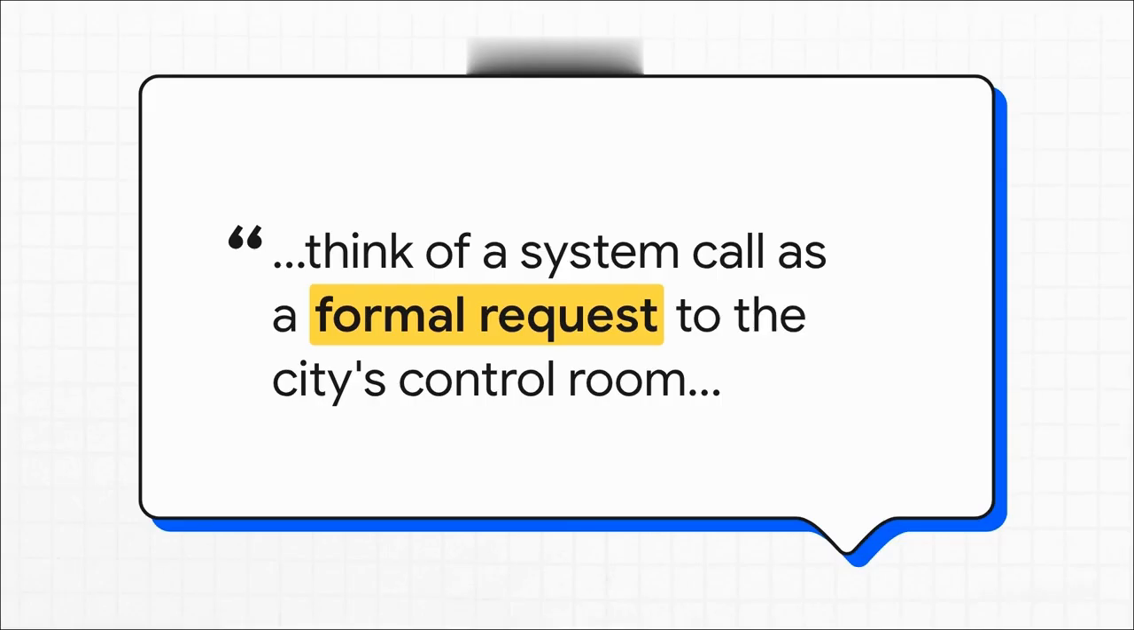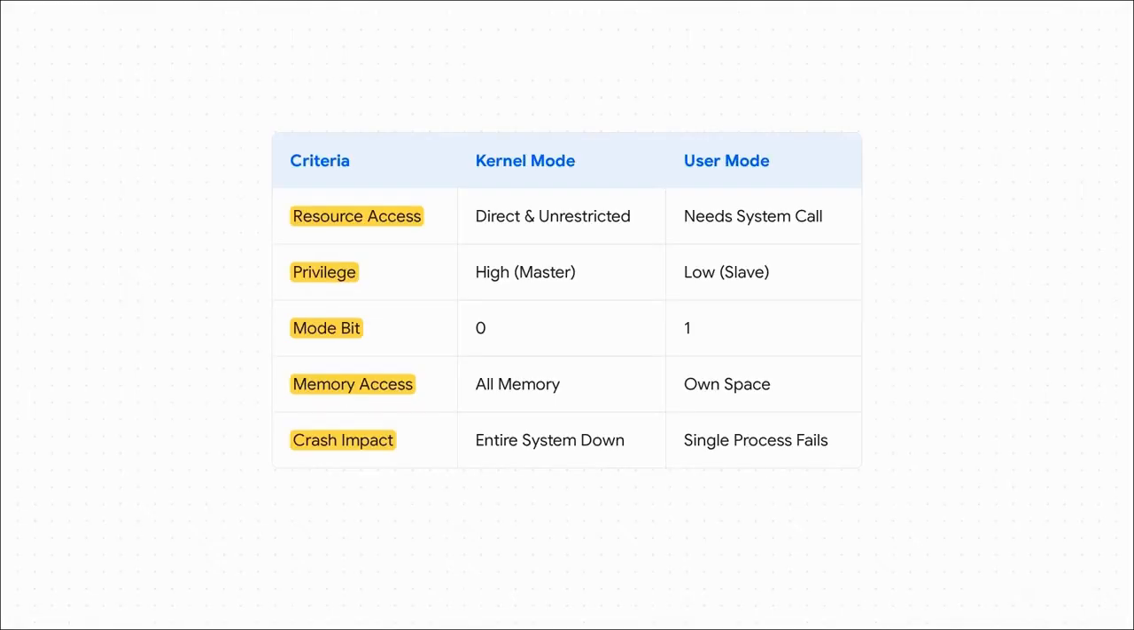It just fills out the paperwork, hands it to the staff, the kernel, and the staff takes care of the rest behind closed doors. Okay, this table really lays out the power dynamic perfectly. On the left, you've got kernel mode. It's the master, the privileged one. Its mode bit is 0, giving it access to literally all the hardware and memory.